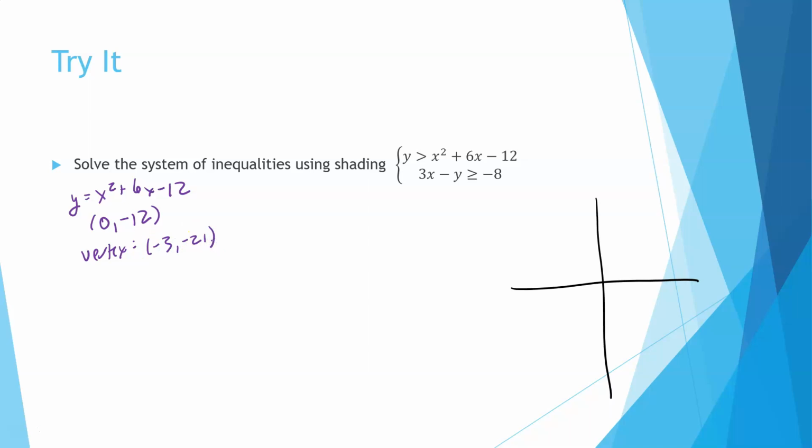Okay, so you should go back 3, down 21. So we'll just draw it in down here. Okay, and then we also had the vertex or the y-intercept at 0, negative 12, which is again 1, 2, 3 to the right, 1, 2, 3 to the left at negative 12. Okay, solid or dotted? It's greater than, so you should have done dotted, just like this.